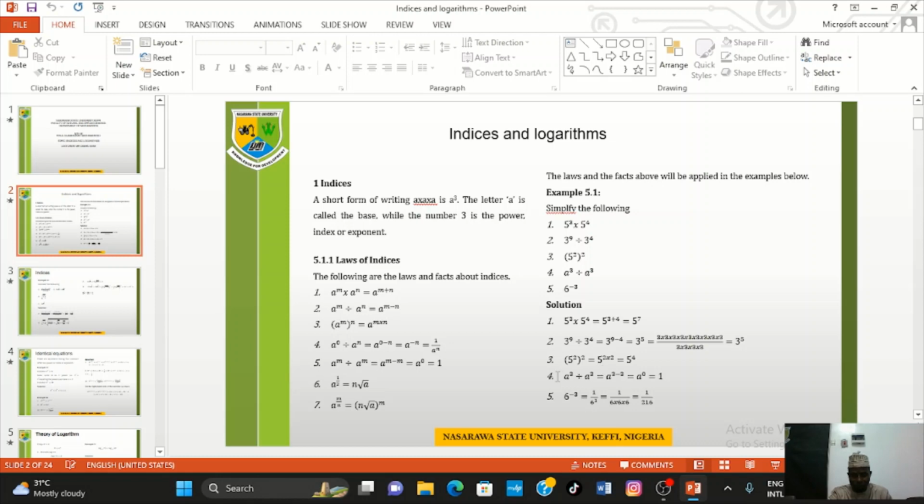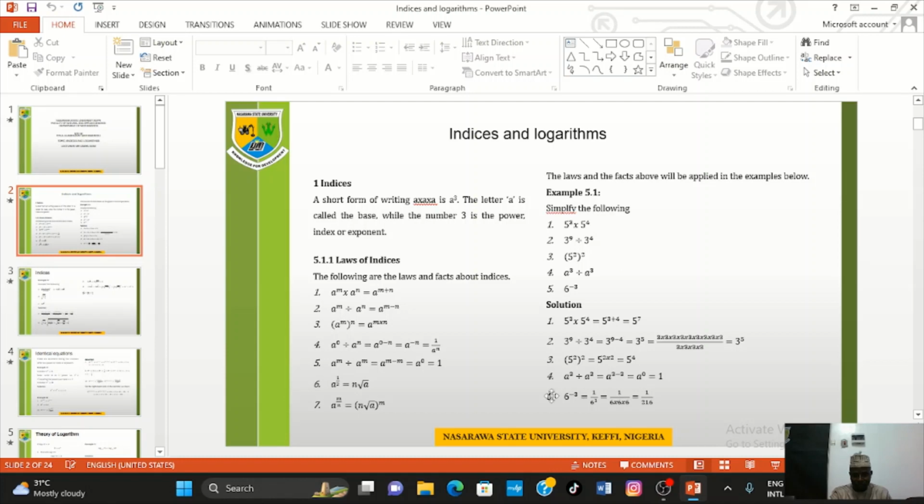Number 4, a raised to the power of 3 divided by a raised to the power of 3. As you are dividing, you minus the power. So 3 minus 3 as the power equals a raised to the power of 0, and any number raised to the power of 0 is what? Is 1.